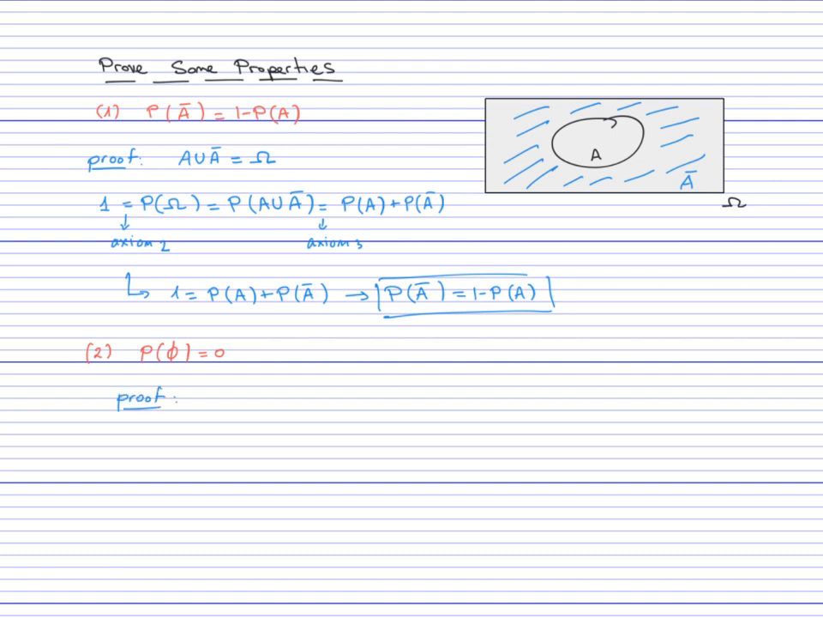So here's the proof. First, we know that the probability of the empty set equals 1 minus the probability of the complement of the empty set. Why? That's exactly property 1 that we proved. Then we remember that the complement of the empty set is exactly omega, the sample space. But according to axiom 2, we know that the probability of omega is exactly 1. So what do we get? 1 minus 1 equals 0. Therefore, the probability of the empty set equals 0. And that's all.